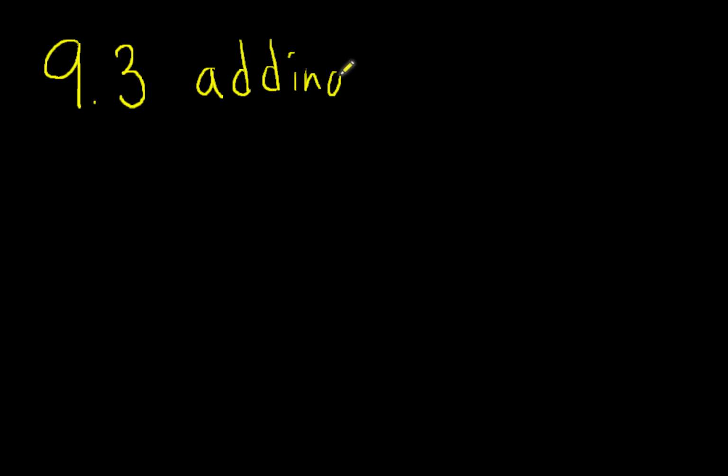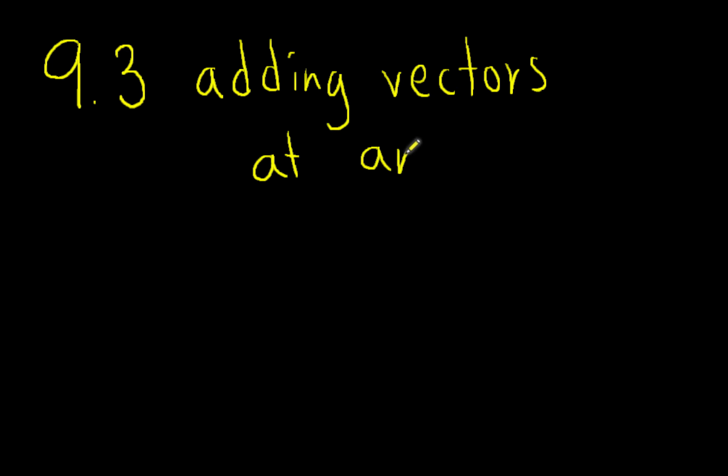9.3. Adding vectors at angles. We're going to start by looking at what happens when you add two vectors that are at angles together visually. Now, these two vectors I've drawn can't be added in a perpendicular method because they're not perpendicular to each other. So instead, we need to break them down into their components.